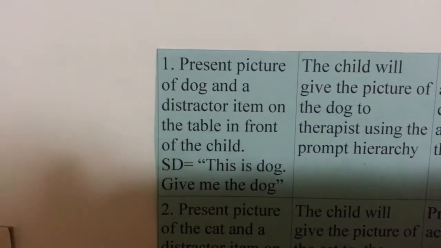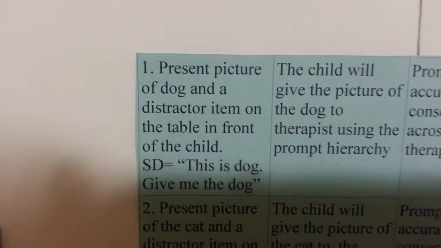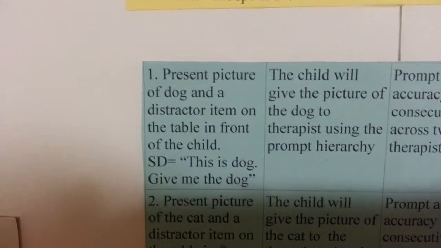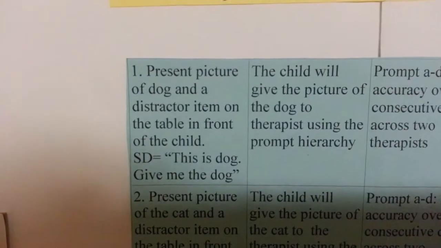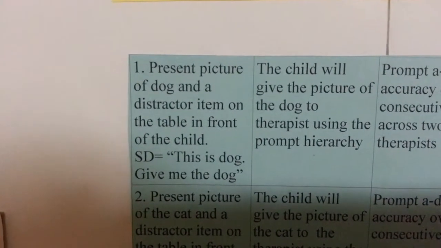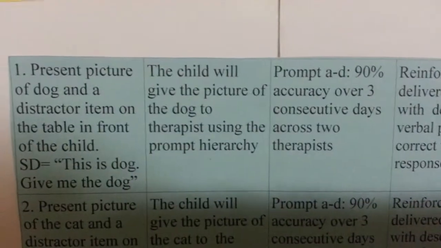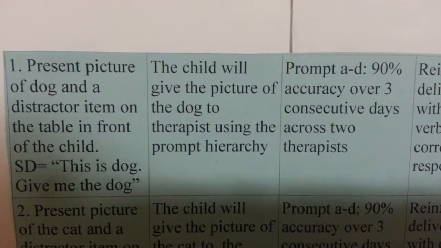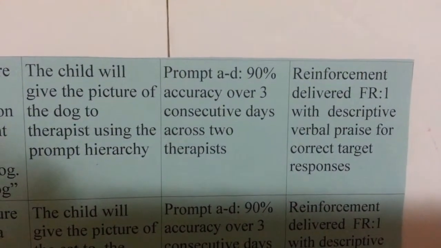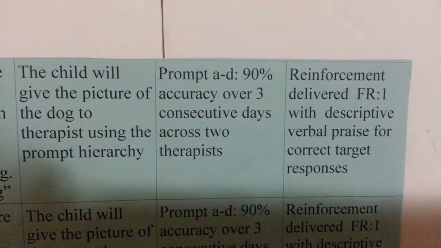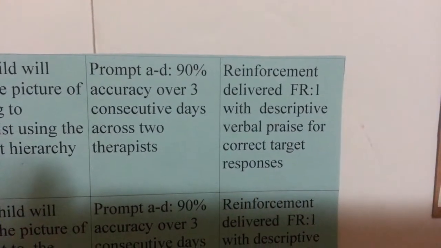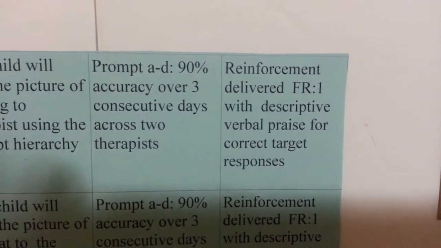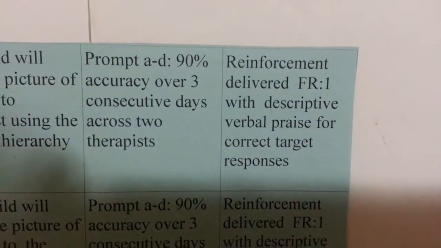This is the actual steps of the program. Step 1. Present a picture of the dog and a distraction item on the table in front of the child. The SD for this step is, "This is a dog, give me the dog." The child will give the picture of the dog to the therapist using the prompt hierarchy. Again, it's 90% accuracy over 3 consecutive days across 2 therapists. Reinforcement is delivered FR1 with descriptive verbal praise for a correct target response.